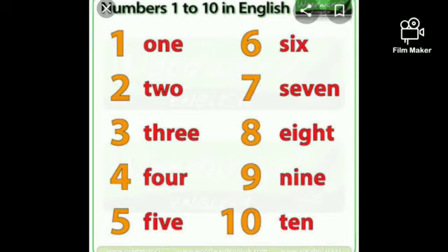Again, 1 to 10 numbers with names. 1 O-N-E 1, 2 T-W-O 2, 3 T-H-R-E-E 3, 4 F-O-U-R 4, 5 F-I-V-E 5, 6 S-I-X 6, 7 S-E-V-E-N 7, 8 E-I-G-H-T 8, 9 N-I-N-E 9, 10 T-E-N 10.